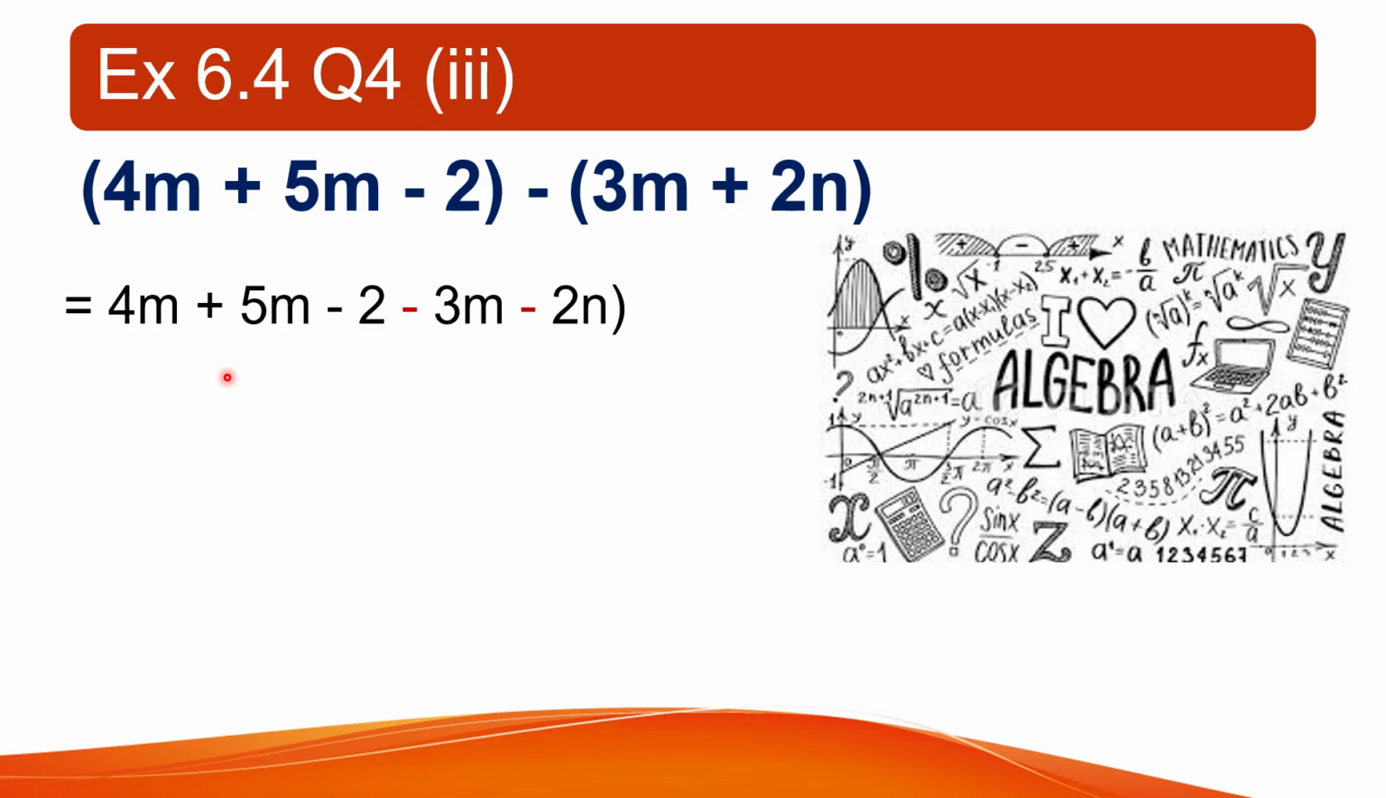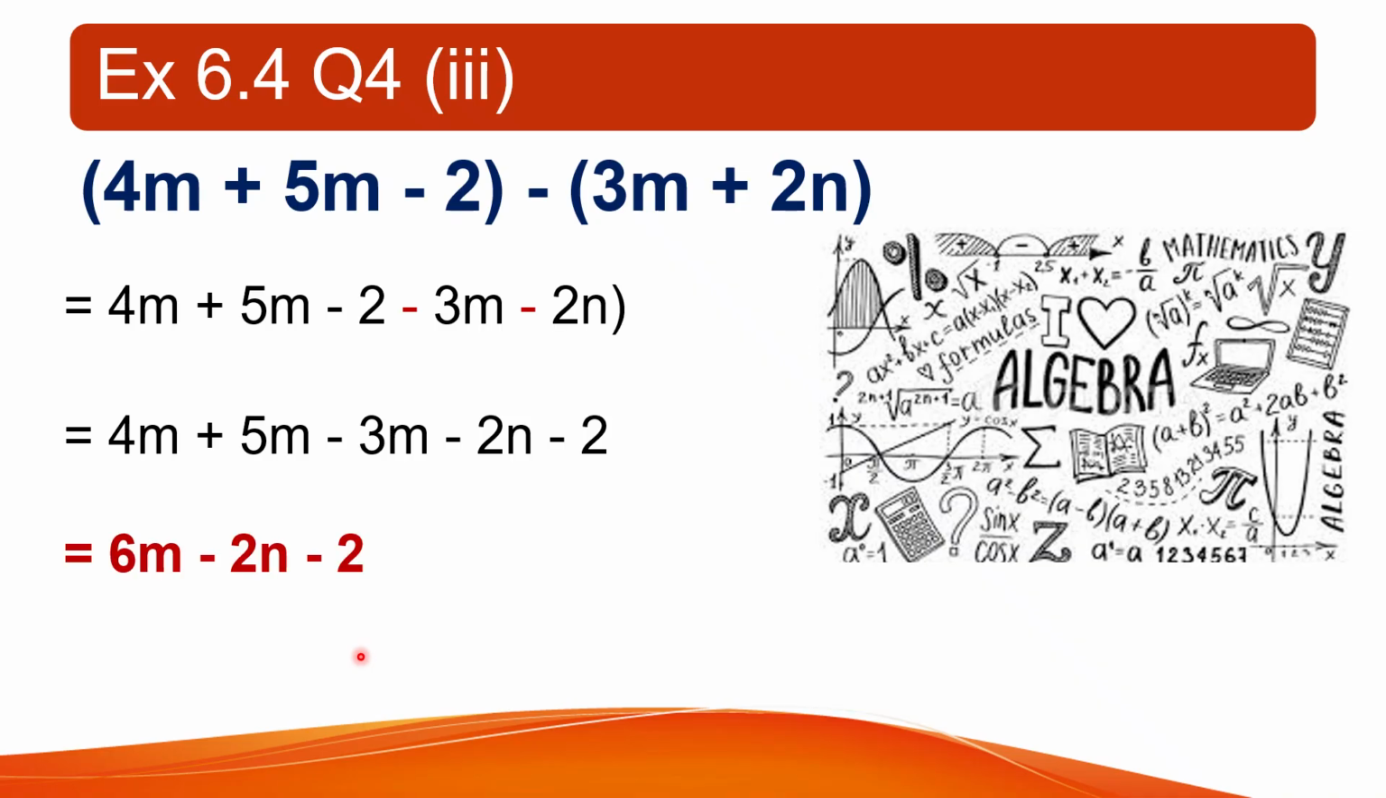We have this 4m, then this minus 3m, and then this 5n. We will arrange them, and then this constant minus 2. Let's solve them. The answer will be 4m minus 3m is m, plus 5n minus 2. Very simple.